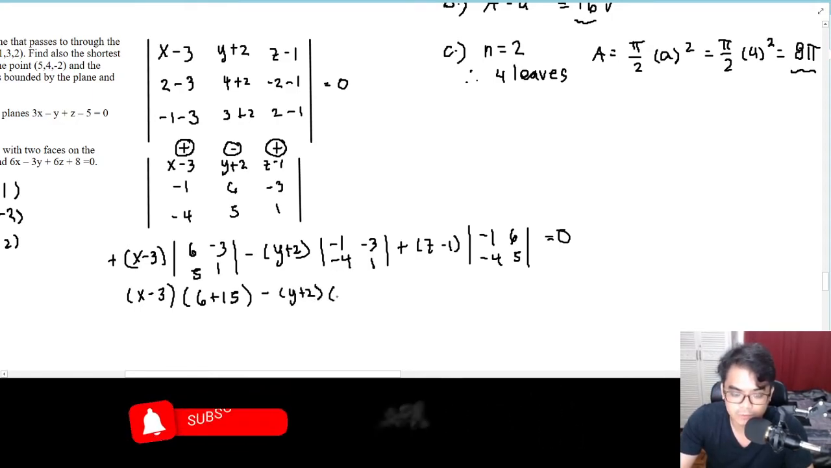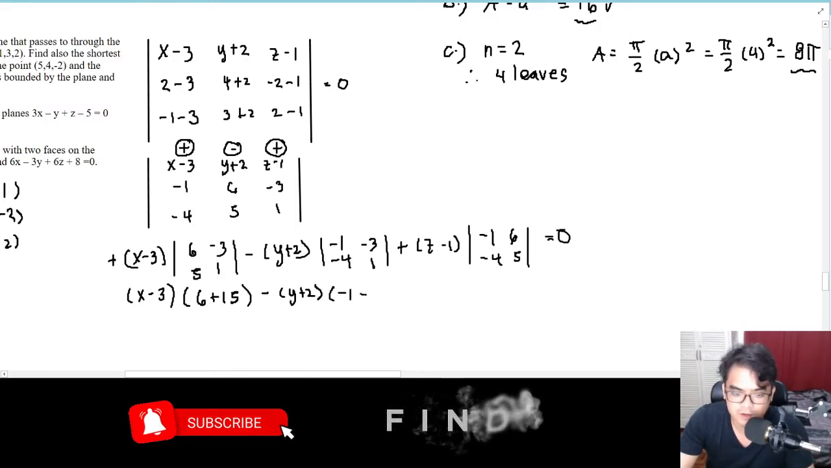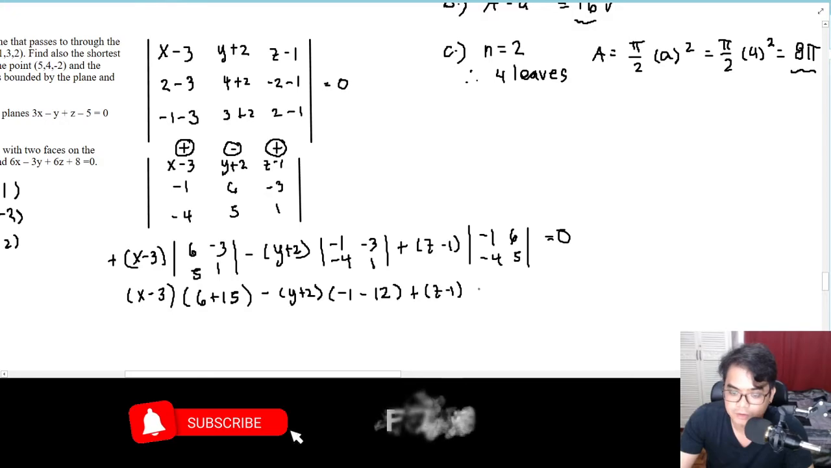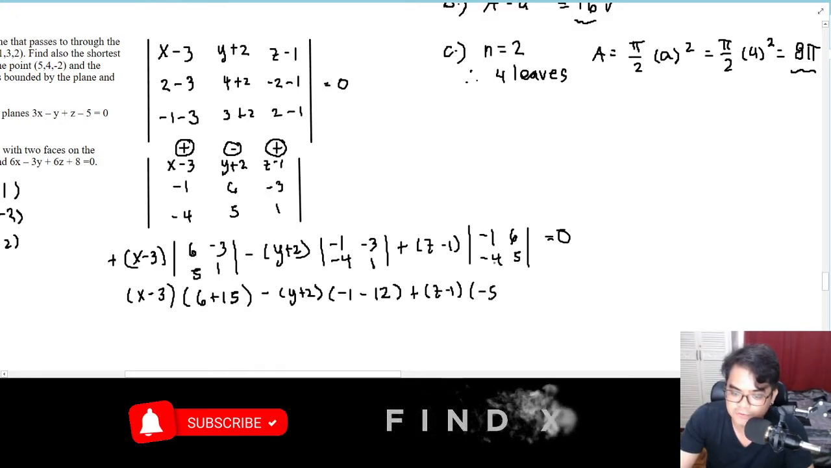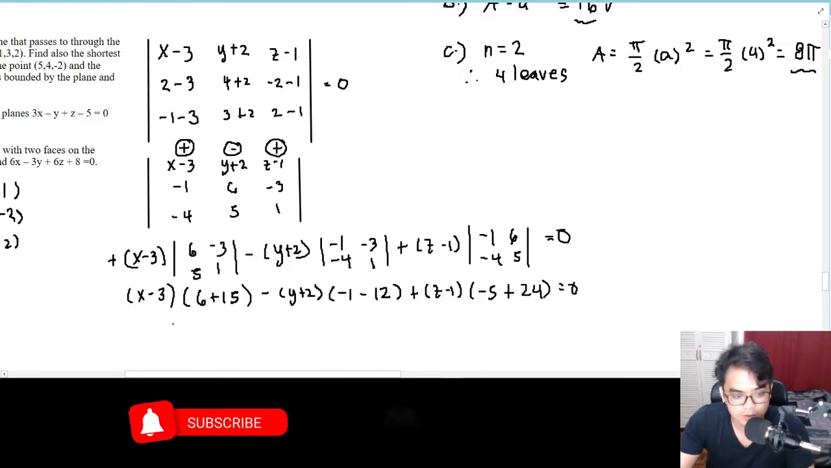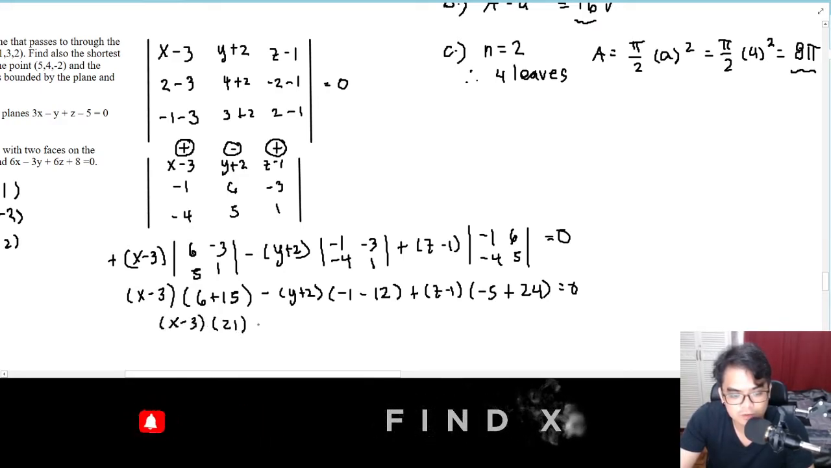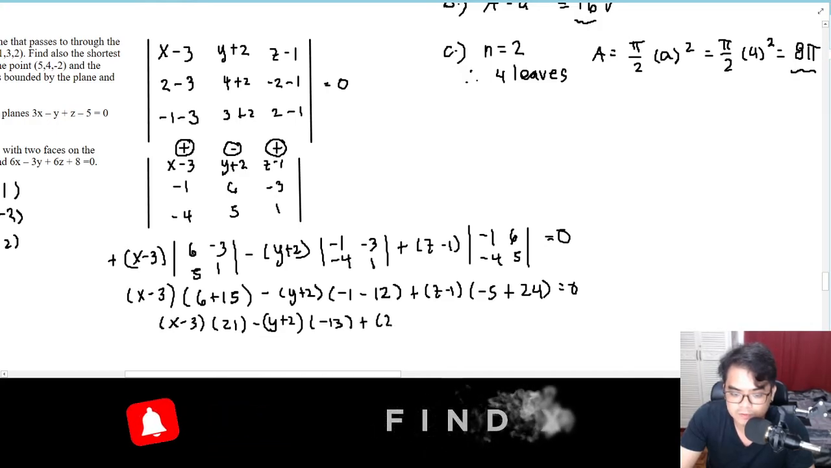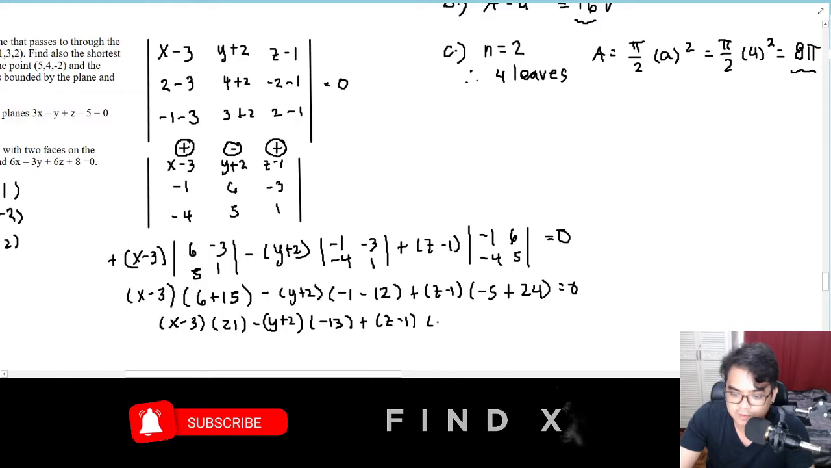This is negative 1, and then minus, this will become positive, that's positive 12, so negative 12, plus now z minus 1 times, that is negative 5, that will become negative negative, so positive 20, equal to 0. And then you'll have here x minus 3 times 21 minus y plus 2, this is negative 13, and plus z minus 1, this is 19, equal to 0.